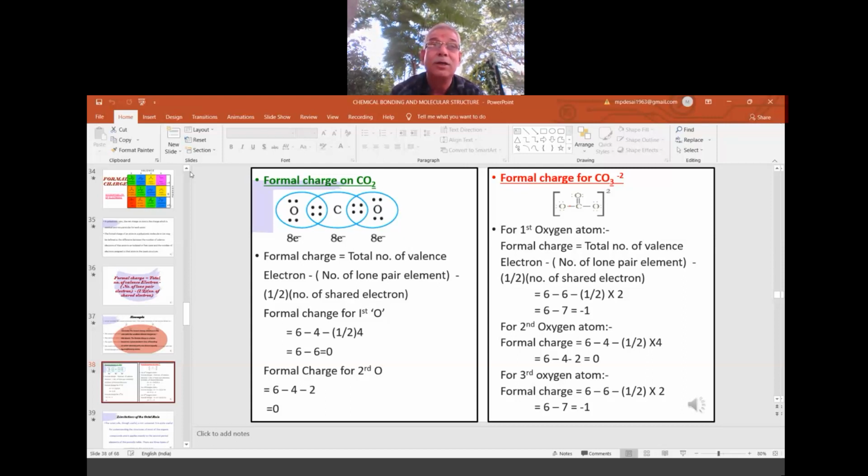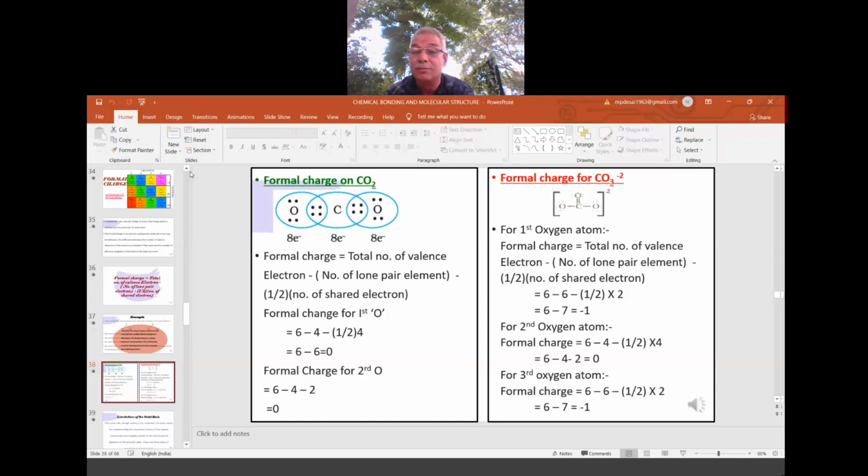And if you calculate the formal charge for the carbonate ion 2 minus, SO4 2 minus, oxide 2 minus, NH4 plus, you will get plus 1 in total. That you have to sit and calculate. Now I have written on the right side the formal charge for the carbonate ion. CO2 is a neutral molecule, I have taken already. So the CO3 structure is C single bond O, C single bond O, and C double bond O.